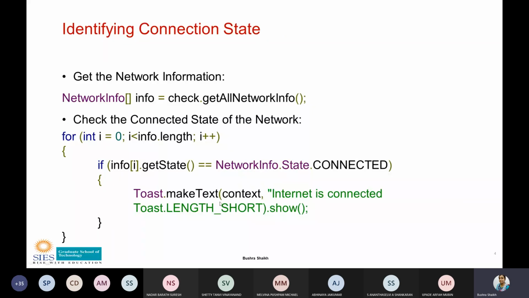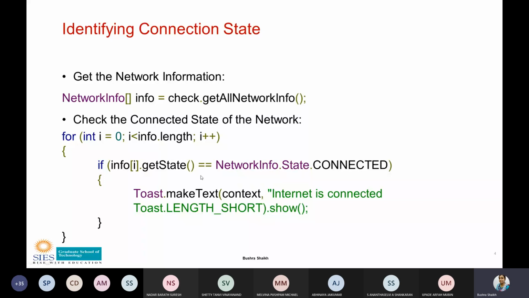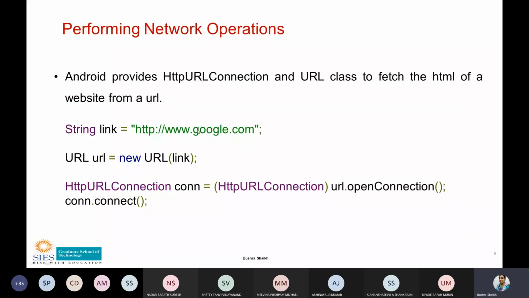Next, once we are sure that we have got the internet connection state successfully connected, we perform the network operation. What kind of network operation may you perform? Let us say you want to fetch the HTML content of a website from a given URL. In that case, you have to work with the HttpURLConnection class and the URL class. Both come together to fulfill this task of fetching the content from a website.